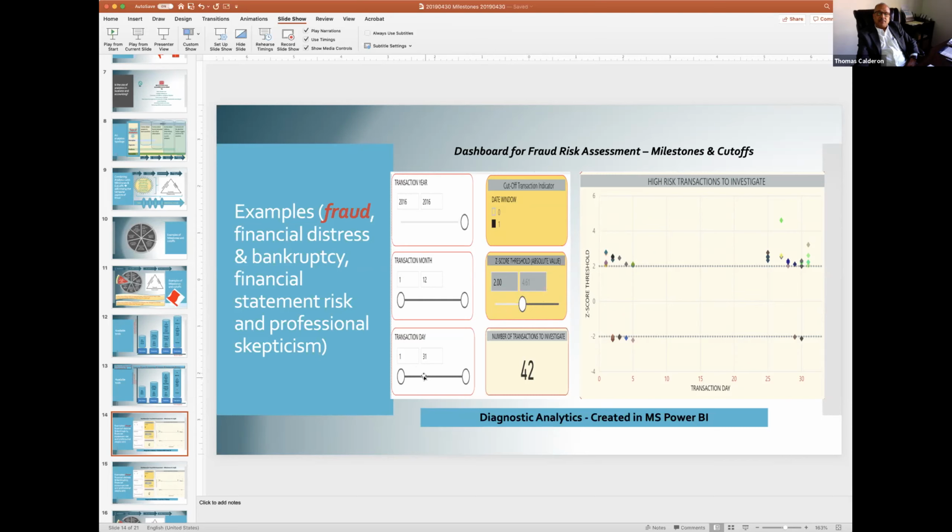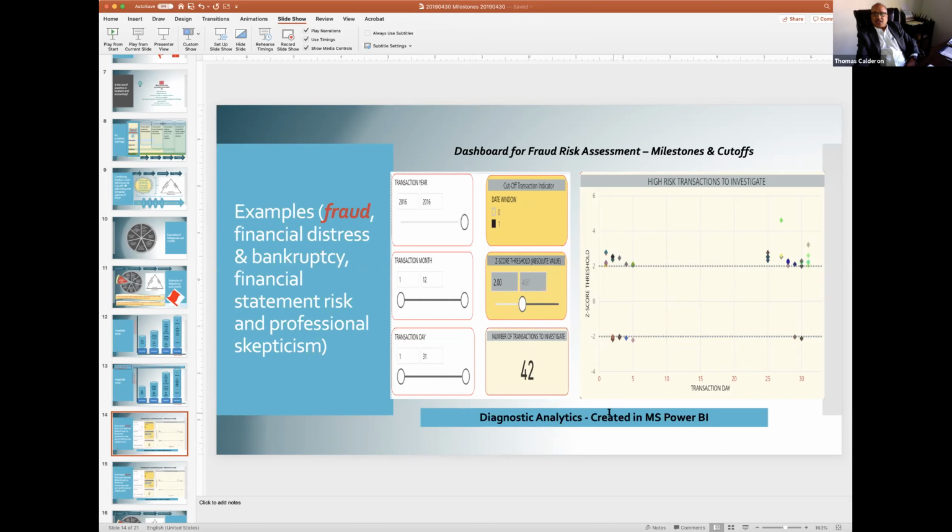And finally, I can filter on any specific date that I wish. In this case, I decided not to filter on any date, but to allow the data to speak for itself based on a 31-day month. And I went from 12,000 transactions to 42 transactions that are red flag transactions.